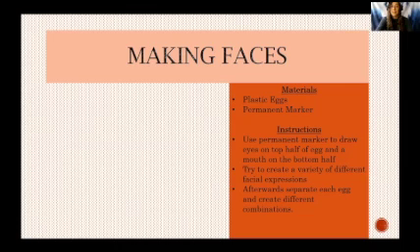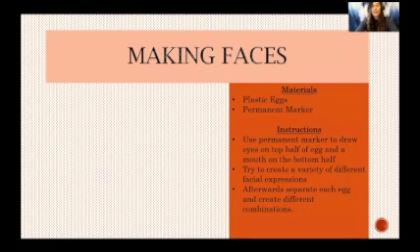Okay, so now that we have our list, we can go ahead and gather the rest of our materials, which includes some plastic eggs and a permanent marker. So now that we have our materials, we are going to take our permanent marker, and just like the name suggests, we are going to be making faces onto our plastic eggs.